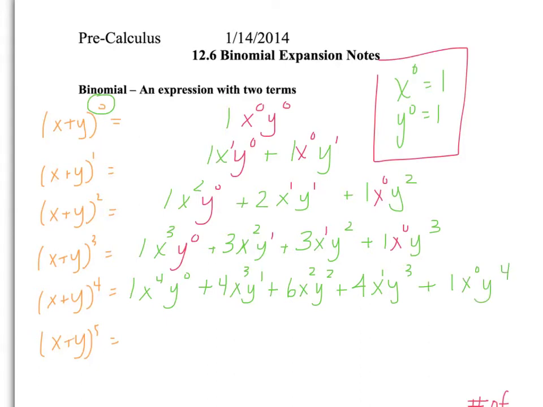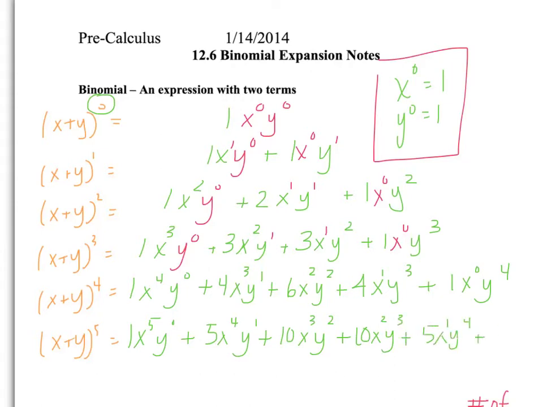And to the 5th power, I get 1x to the 5th, y to the 0, plus 5x to the 4th, y to the 1, plus 10x cubed, y squared, plus 10x squared, y cubed, plus 5x to the 1st, y to the 4th, plus 1x to the 0, y to the 5th. So I've expanded out the first 5 powers, and I want to start to notice some patterns that are happening here.